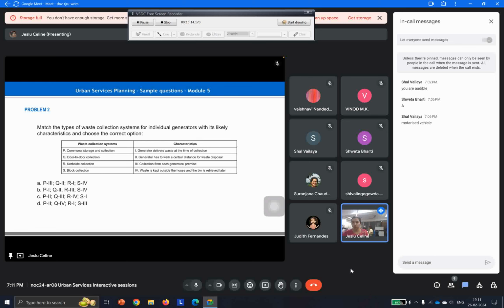Okay, so let's go to the first one, communal storage and collection. Which of the options matches that the best?